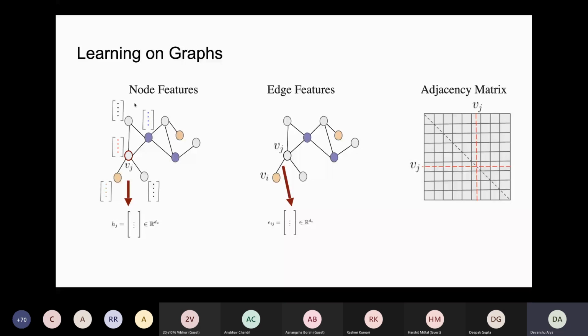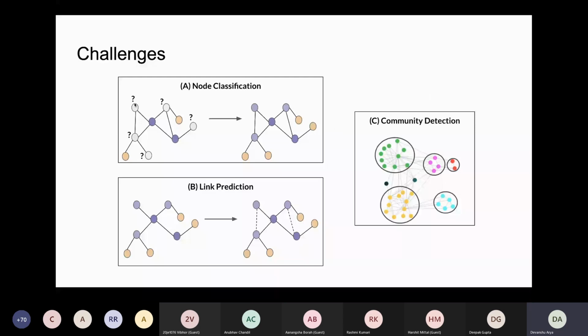So some of the challenges that are solved using graph neural networks are node classification, link prediction, and community detection. I'll go through each of them one by one. In node classification, as you can see from the figure, let's say there are 9 nodes, out of which 2 of them are blue nodes, 2 of them are orange nodes. So they are labeled nodes.